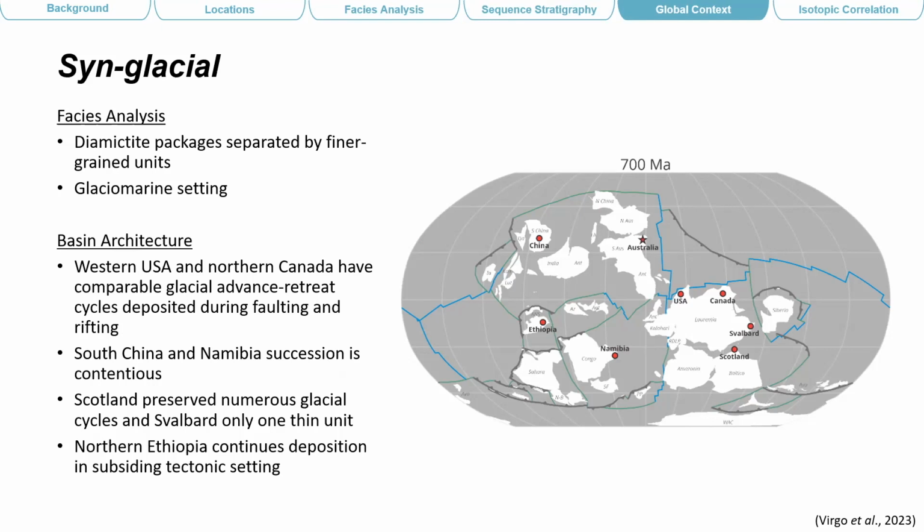In Scotland, it's got several glacial cycles. It's quite a thick succession, and they've recorded much more than 2. In Svalbard, it's a very, very thin unit. They've only got that one diamictite package, I guess similar to my Mount Lyndhurst section. It's very thin. And then in Northern Ethiopia, they continue to have deposition in the subsiding tectonic setting.